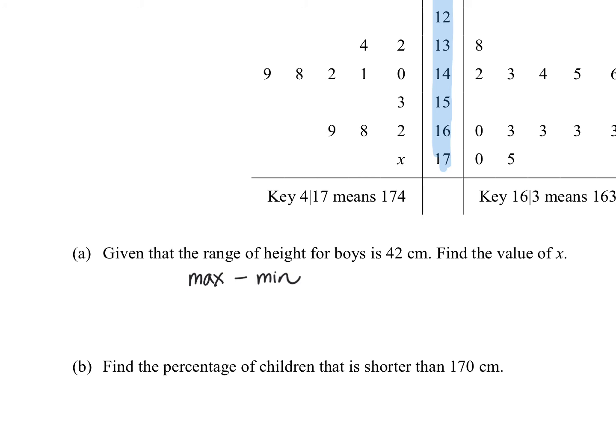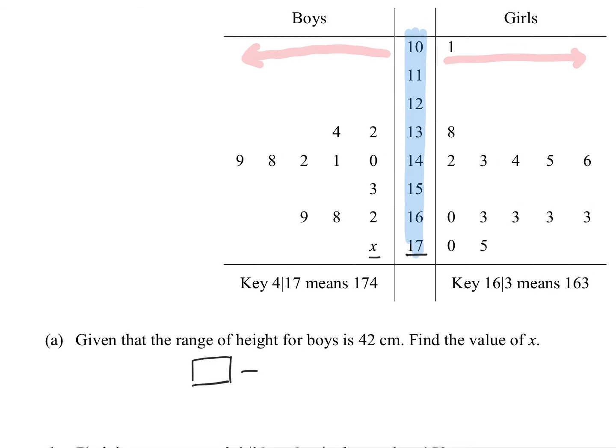Let me just erase this again. What is my range? Range is given by my maximum value. In this case, my maximum value is 17x. I do not know what this data value x is. X is that leaf. Minus away your minimum data value. The minimum data value is 132. Is equals to the number 42.